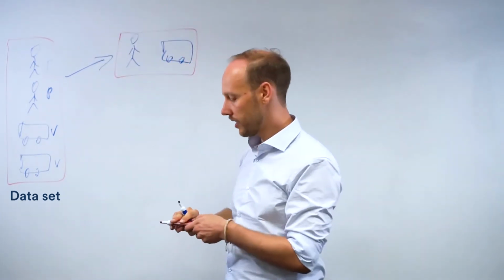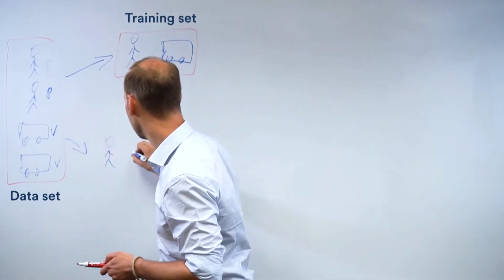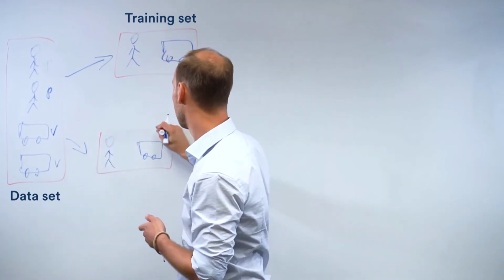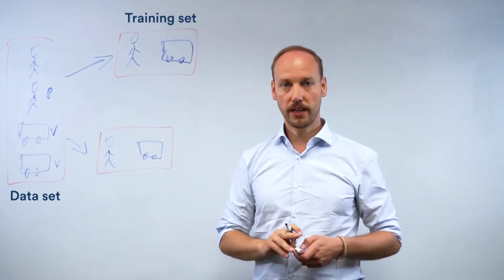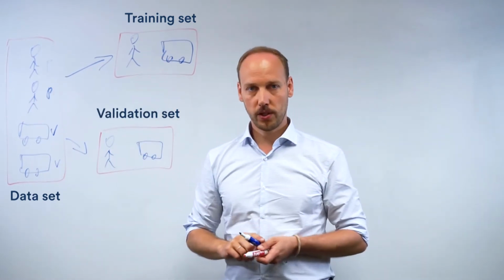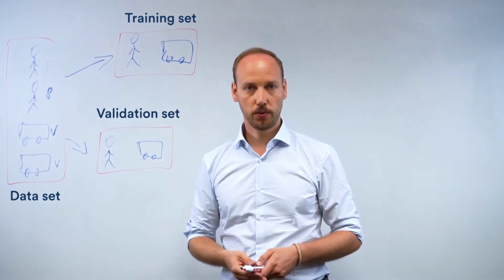So this is our training set. And this is our validation set. In this training set, we have 500,000 images. And now we use this data set to train our neural network.